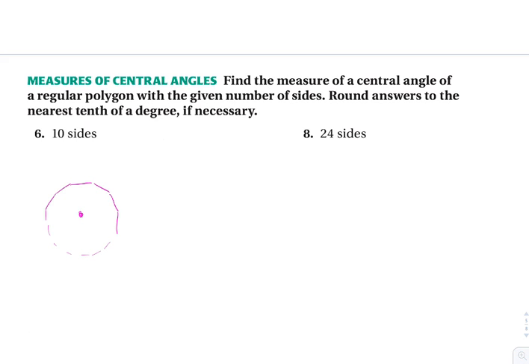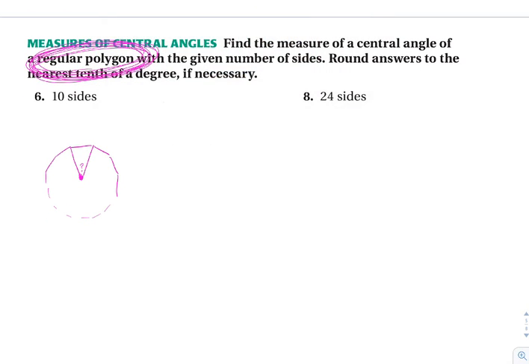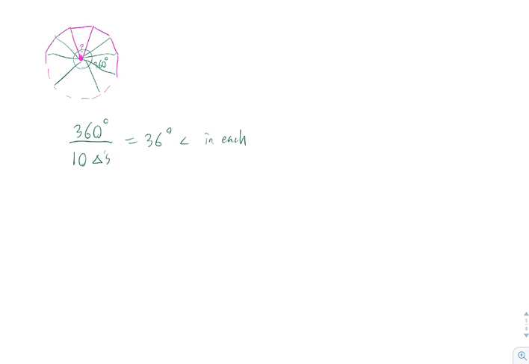It's asking from the center, what would a central angle be to here? And this has to be a regular polygon. But if it's a regular polygon that has 10 sides, we could find a single angle. I know the total in the whole circle is 360 degrees, and I know there are going to be 10 congruent triangles around this shape. So I take my 360 degree total divided by 10 triangles, and I get that it's a 36 degree angle in each. Now this is going to be really useful because, just blowing this up, that was my answer.